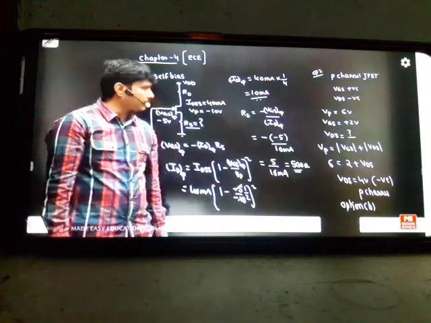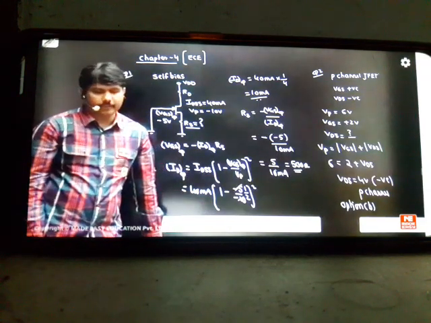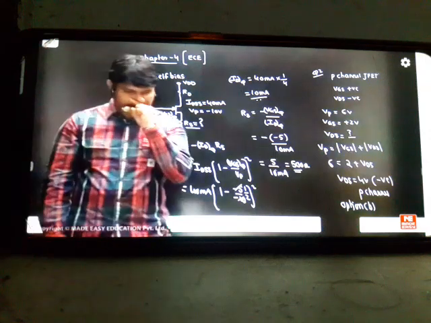GATE 2007, they asked this question. So don't go for +4. Go for -4 because it's a P channel JFET. Okay. This is the way you get good at the problems.